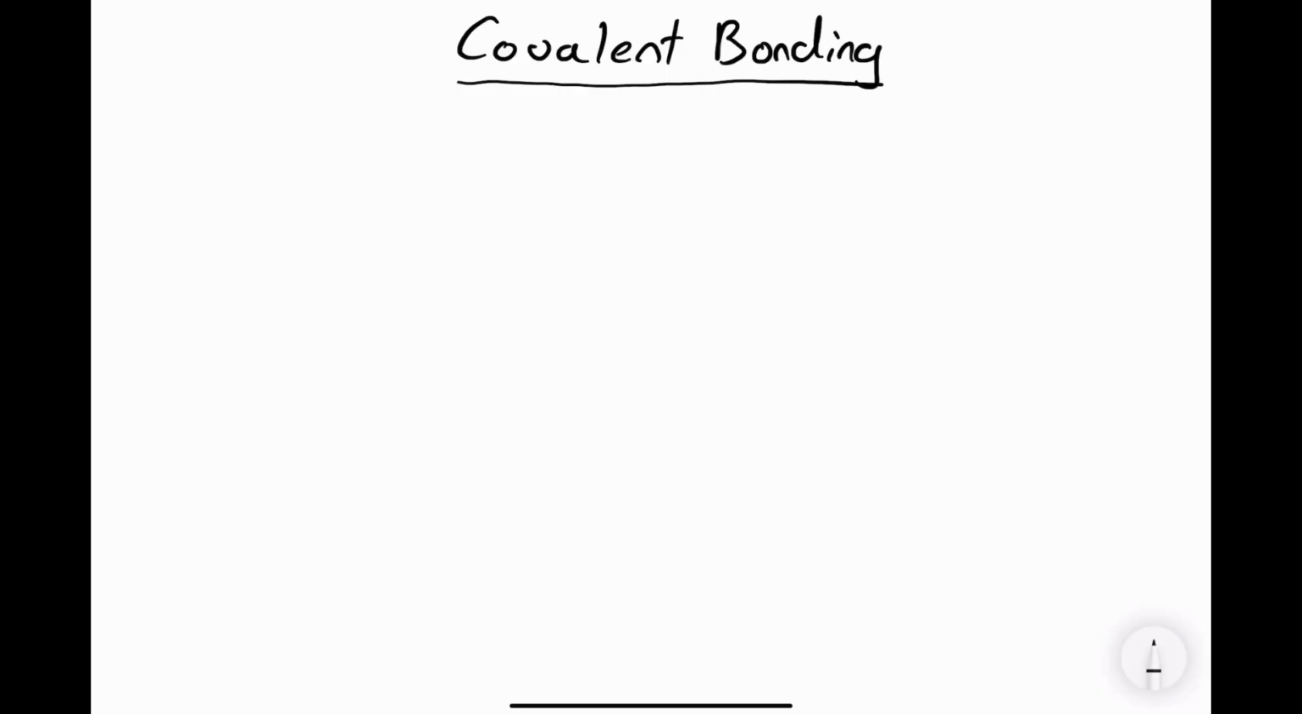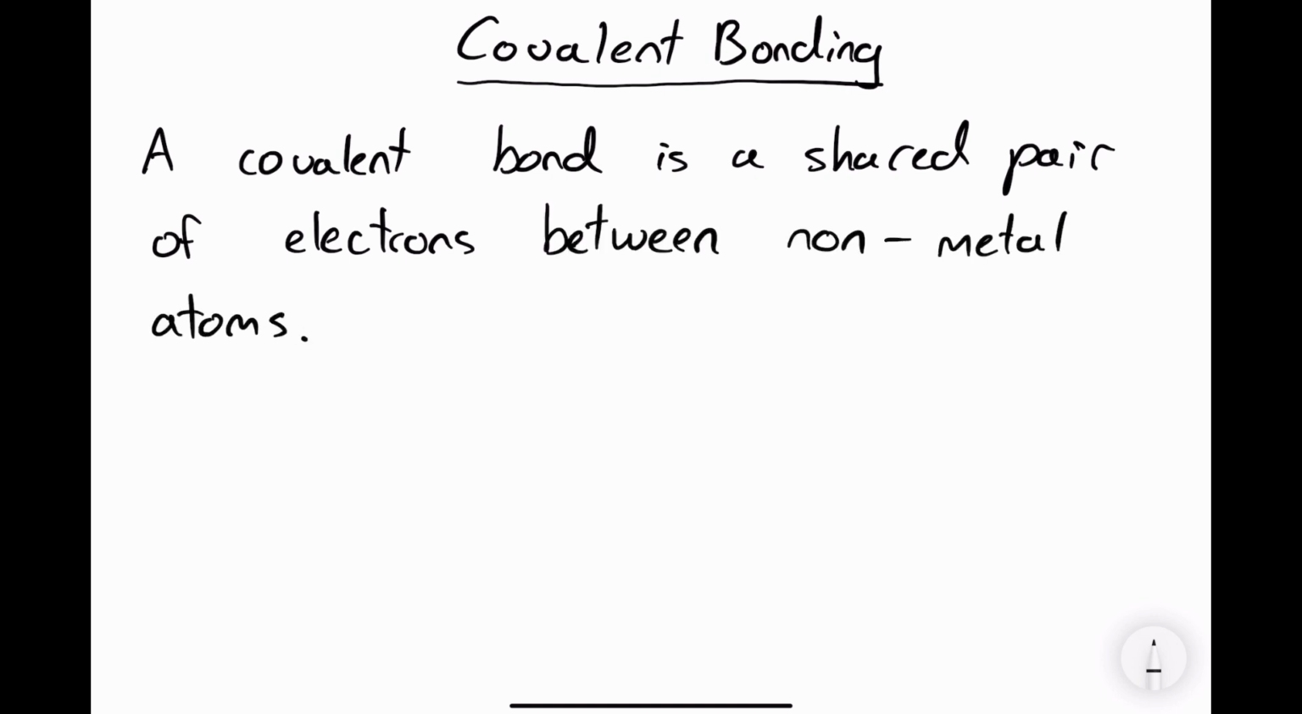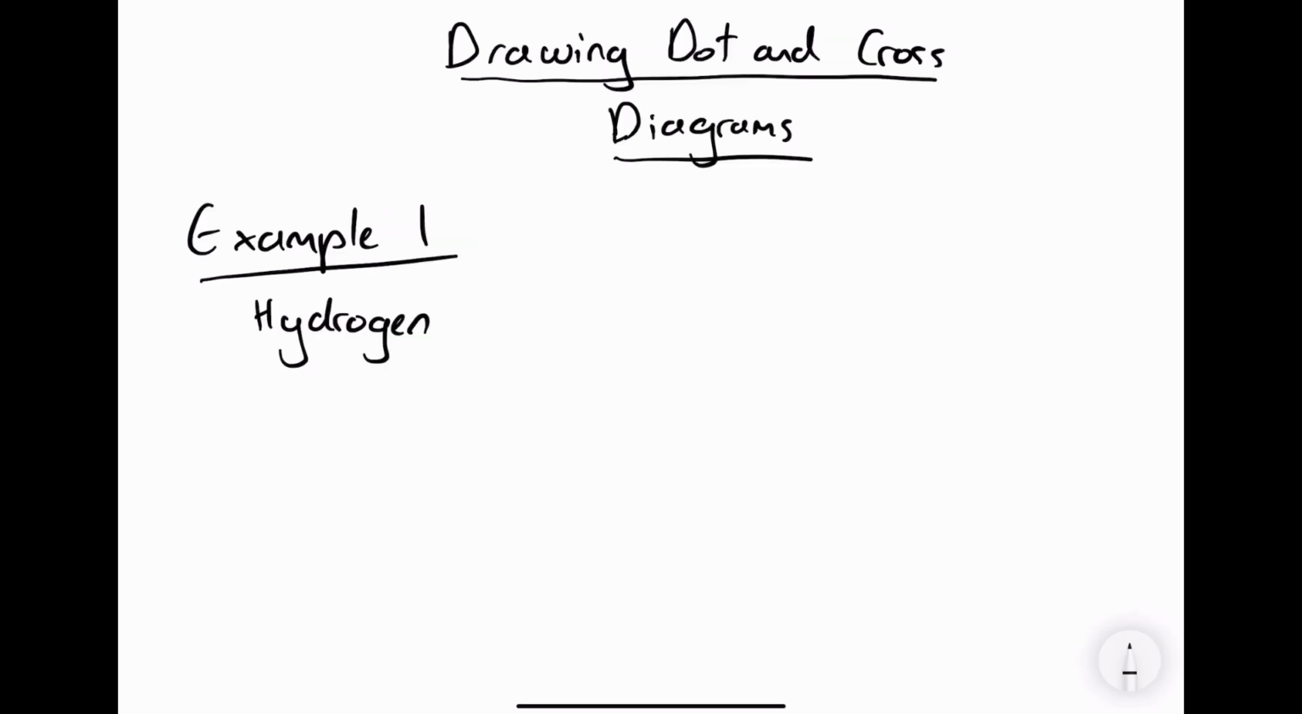In this video, we're going to look at covalent bonding. So a covalent bond is a shared pair of electrons between non-metal atoms. Atoms of nonmetals form covalent bonds to fill their outer shells. So we're going to look at drawing dot and cross diagrams for covalent molecules.